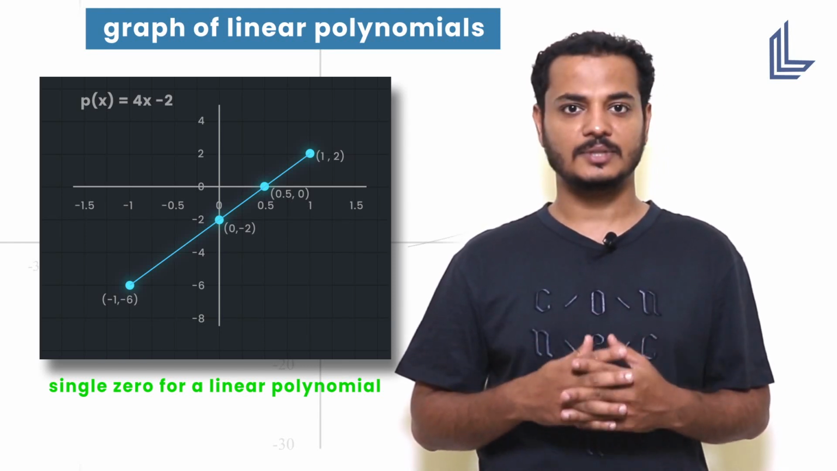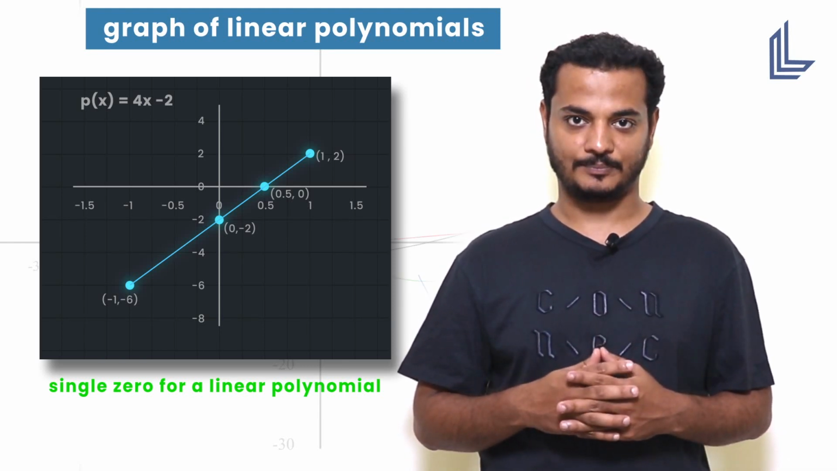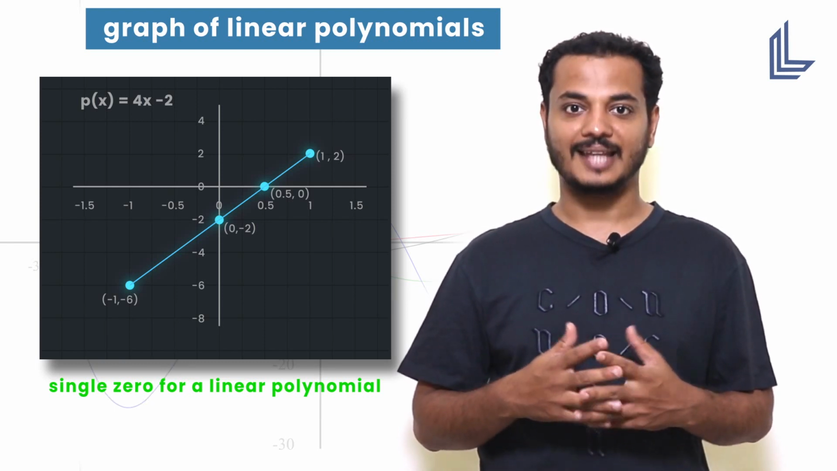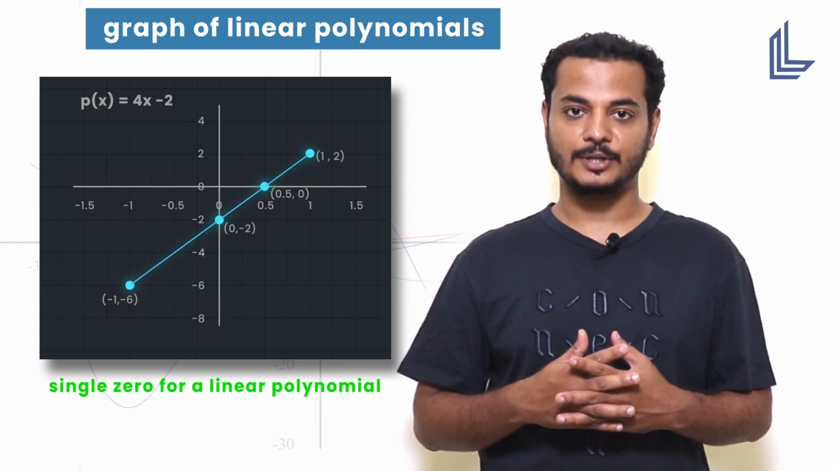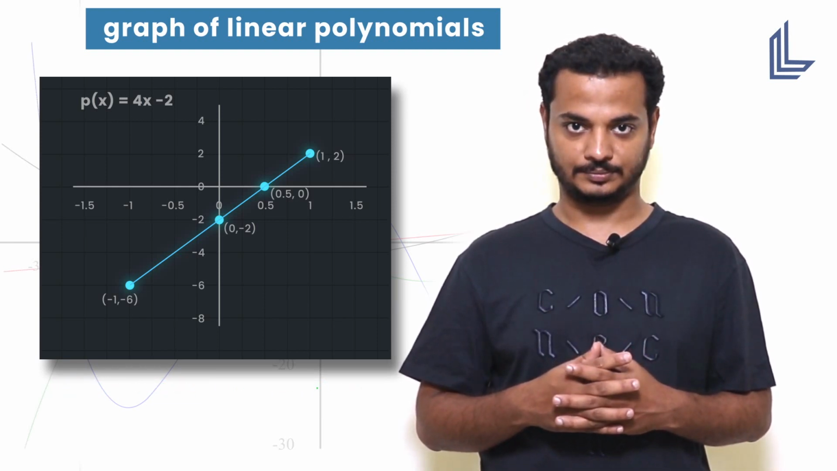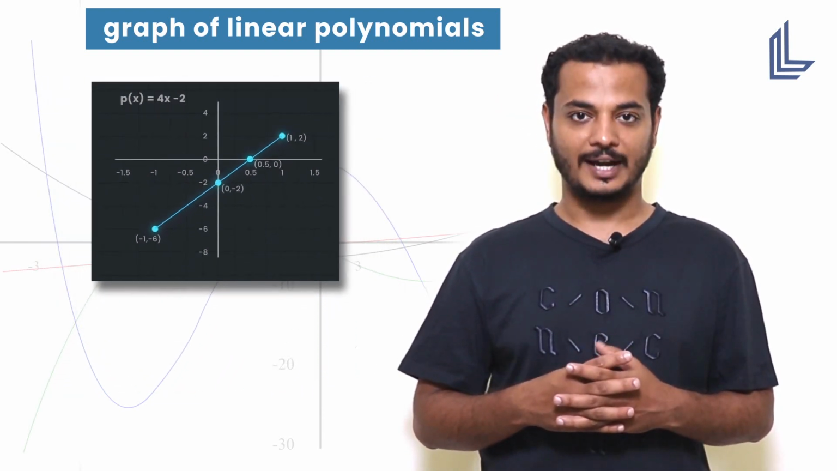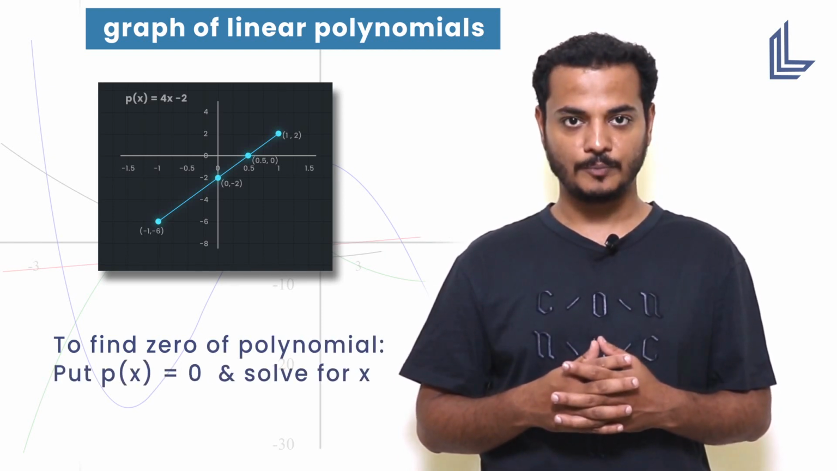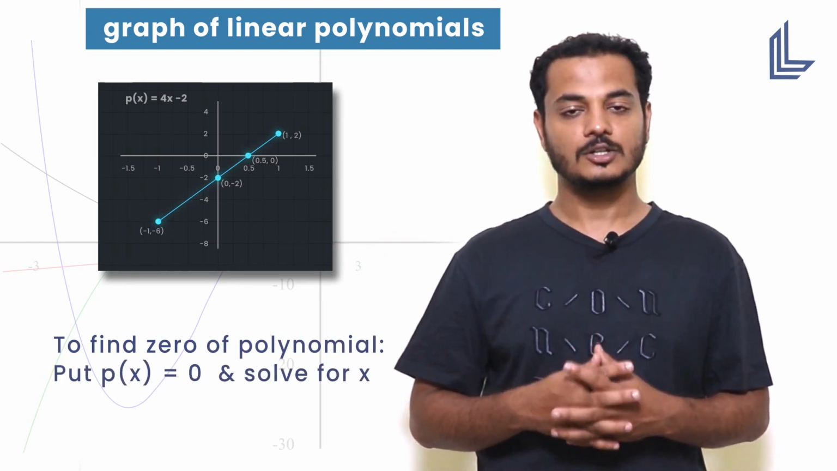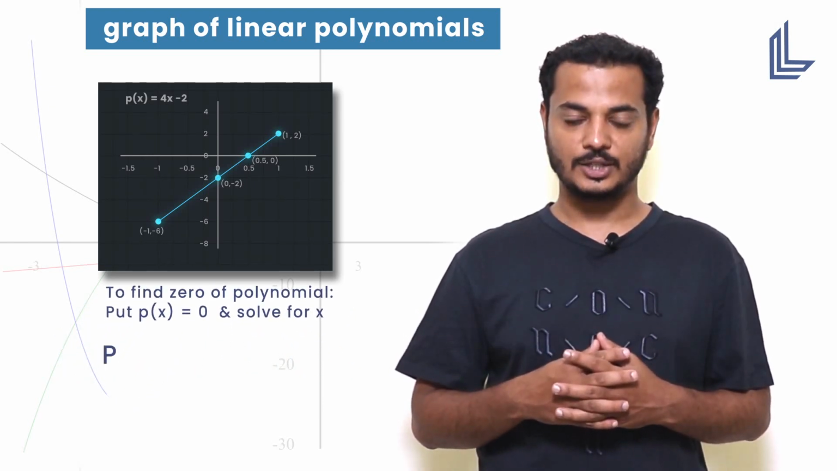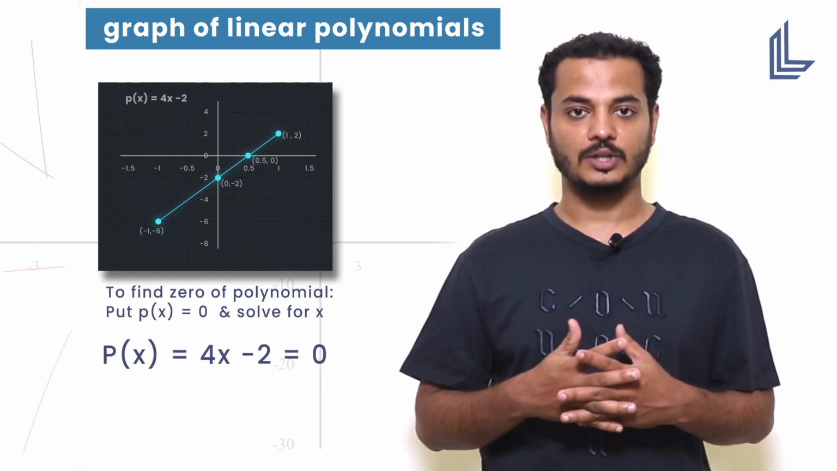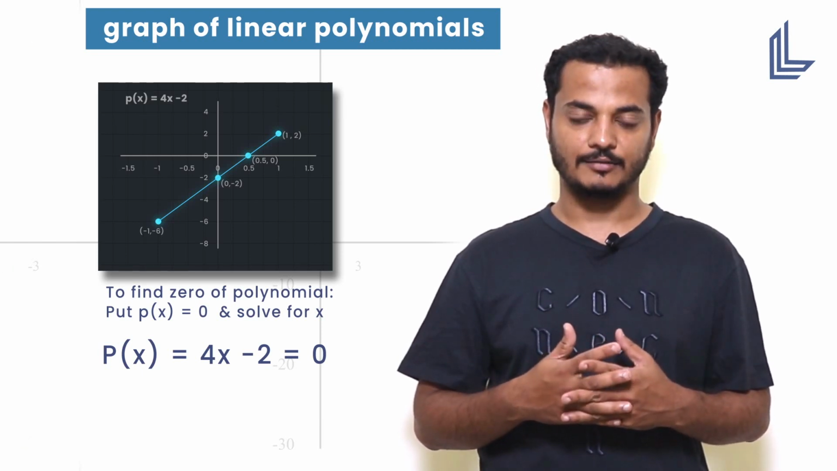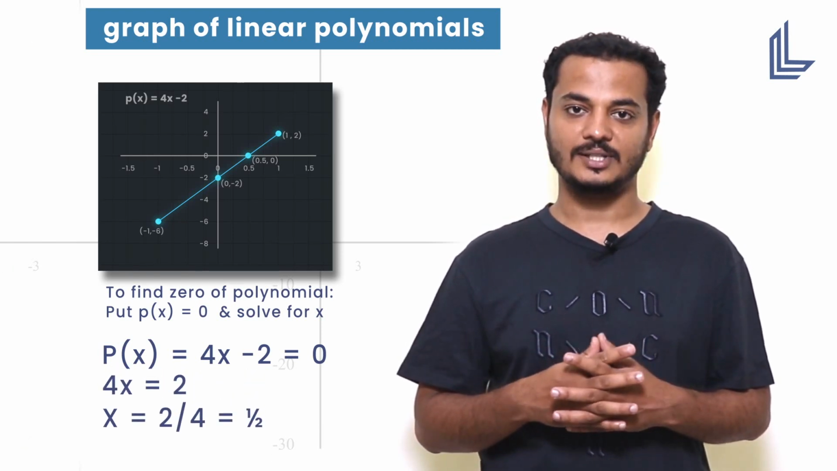Now let's confirm this result algebraically as well. So how do we do that? We are interested in that value of x when p of x becomes 0. So to find this, all we have to do is to equate p of x to 0 and solve for x. So let's do that. We need to equate 4x minus 2 equal to 0, and then when we solve for x, we will get the result as x equals half.